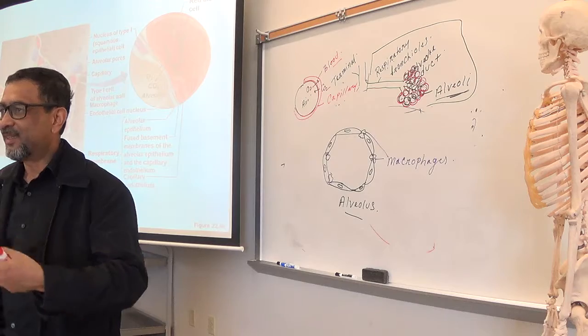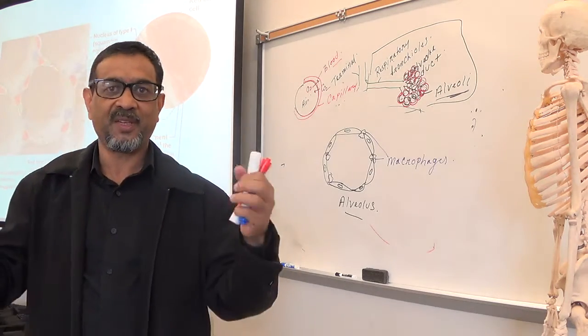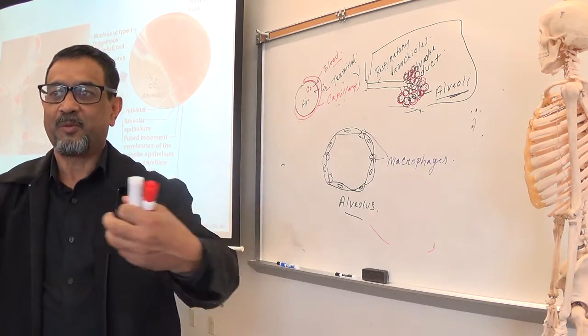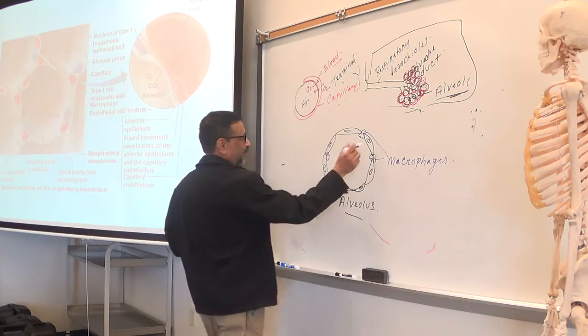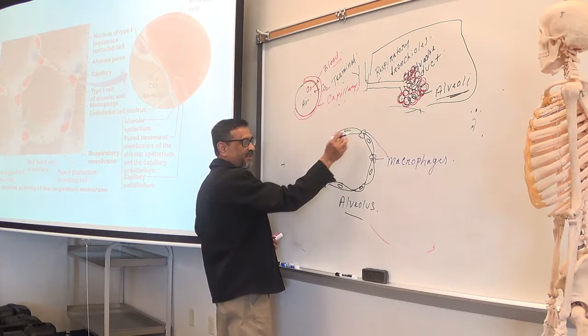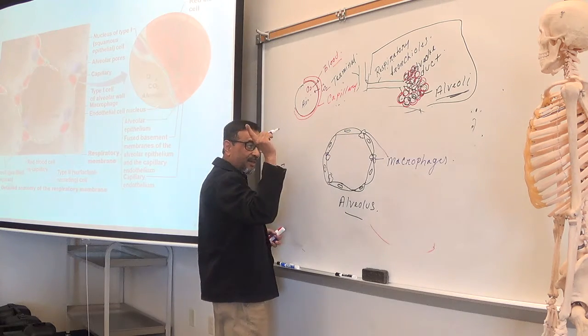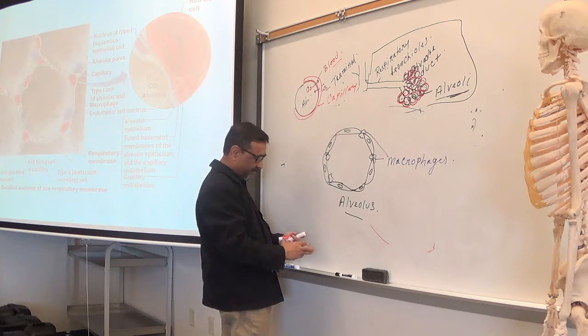Phagocytosis. You should know by now. Macrophages do what? Phagocytosis. Engulf. So you have macrophages in the wall too, as well as another very important cell.